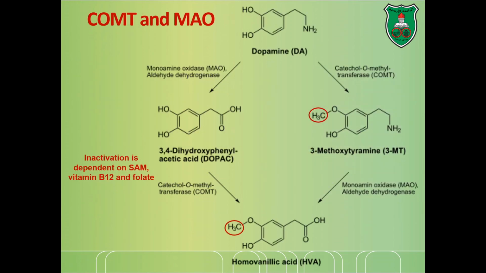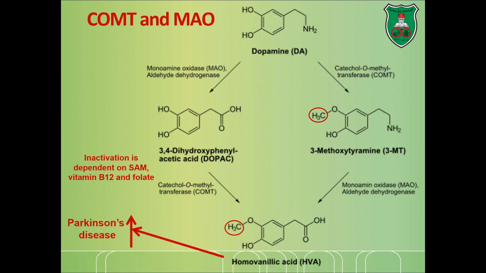Now, dopamine, once it's released, can be inactivated, just like epinephrine and norepinephrine, by monoamine oxidase and the catechol-O-methyltransferase enzymes sequentially. So you can start with the monoamine oxidase followed by the methyltransferase, or methyltransferase and then the monoamine oxidase. The final product is known as homovanillic acid. Now, this inactivation requires S-adenosylmethionine, vitamin B12, and folic acid.